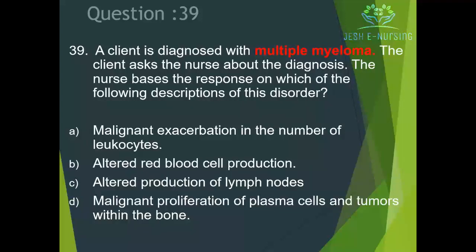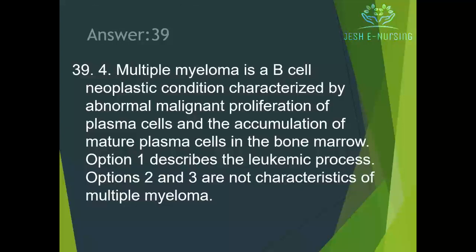Multiple myeloma is a plasma cell disorder. So the immature type of plasma cells will be accumulated in the bone marrow, and other cells will not be adequately produced because of the accumulation of immature cells in the bone marrow. Multiple myeloma is a B cell neoplastic condition characterized by abnormal malignant proliferation of plasma cells and accumulation of plasma cells in the bone marrow.